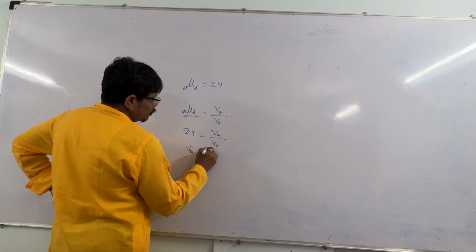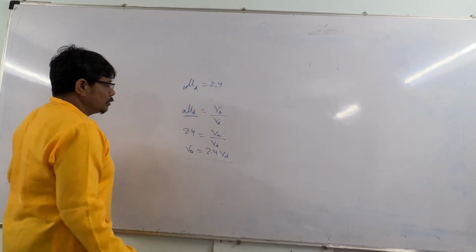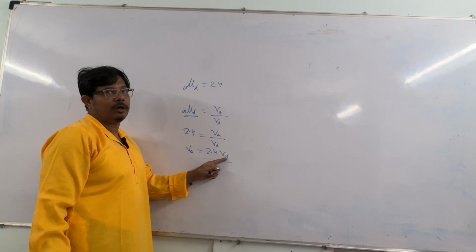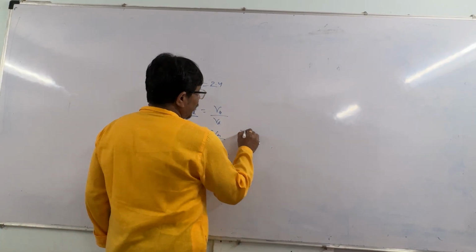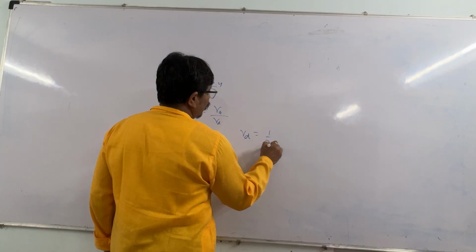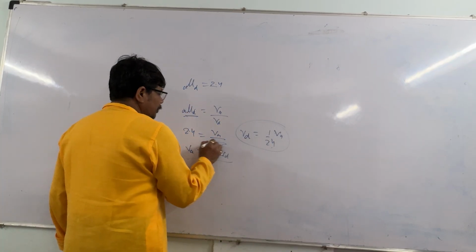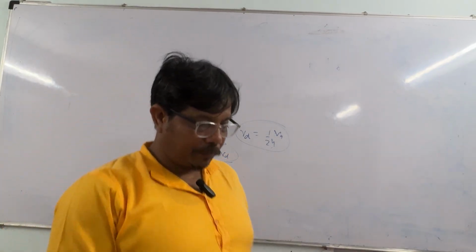Velocity in air is 2.4 times velocity of diamond. Means velocity of light in air is 2.4 times of the velocity of light in diamond, or you can say velocity in diamond is 1 by 2.4 times of the velocity of light in air. These 2 options are correct, and I will see which option is correct.